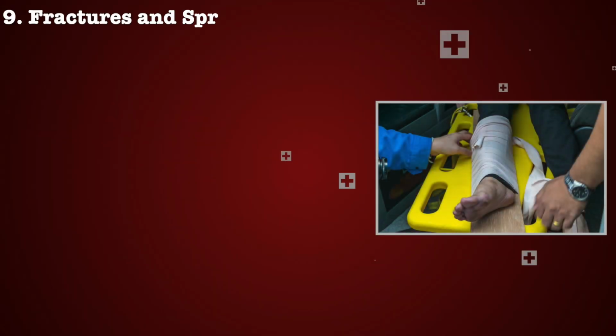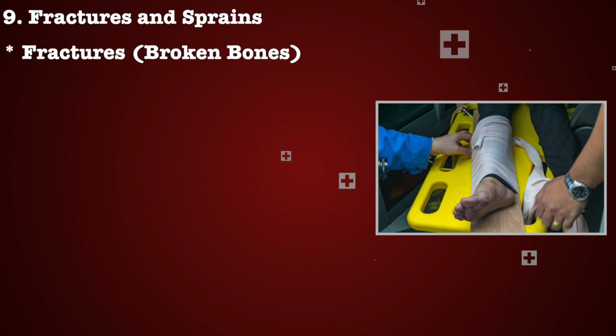Dear learners, now let us see first aid for fracture or sprain. What is a fracture and a sprain? It's important to distinguish between a fracture, that is a broken bone, and a sprain, an injury to the ligaments or muscles, as the first aid and treatment may differ.